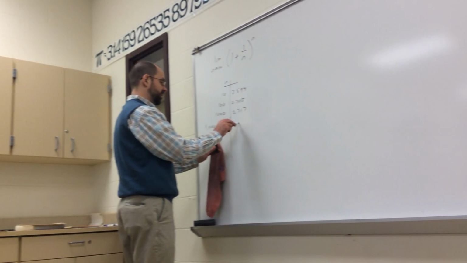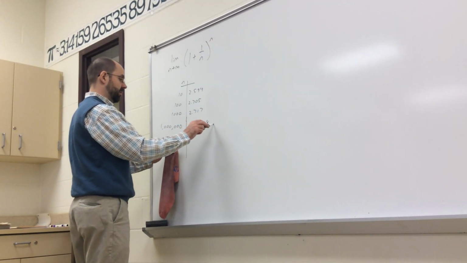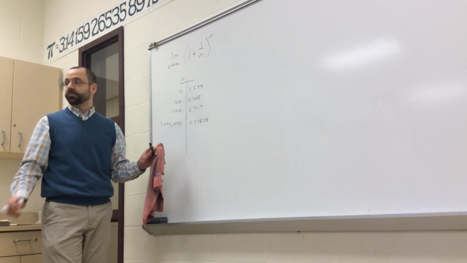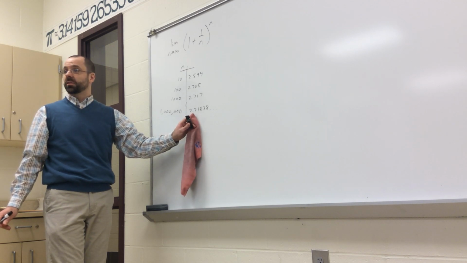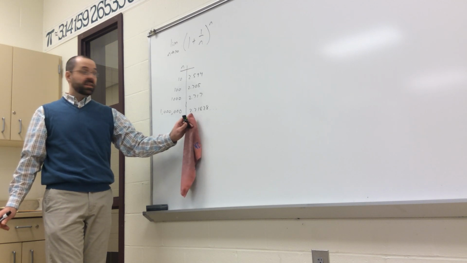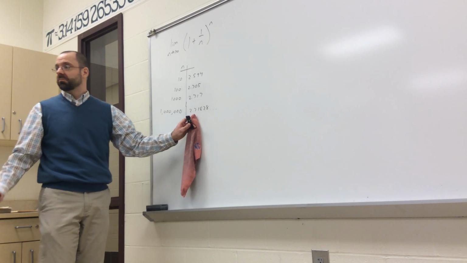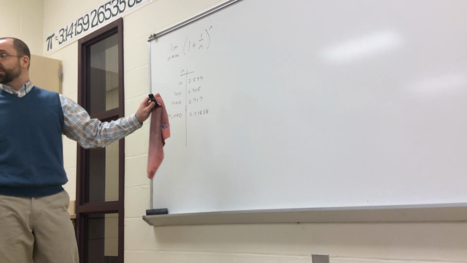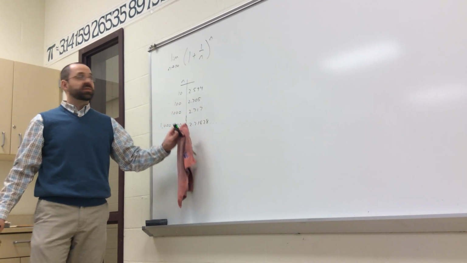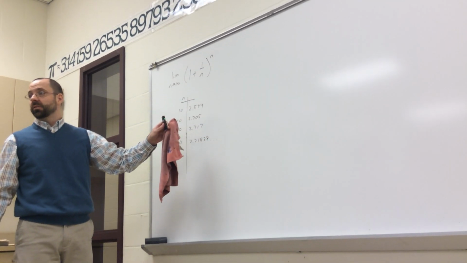And it's 2.71828. So do you recognize this number? It's e. So that's why an e pops up in the formula, because this limit is e.